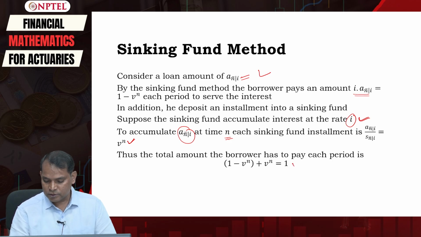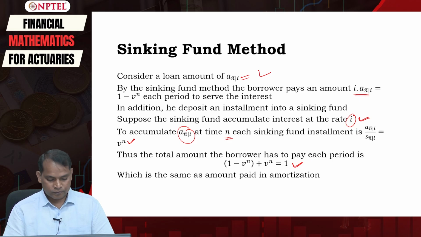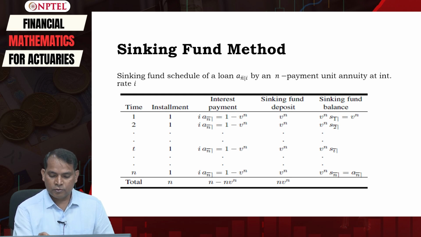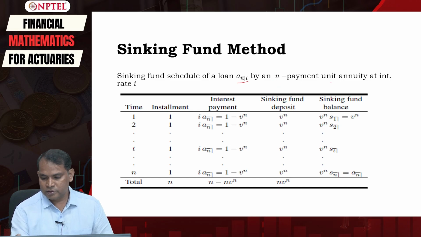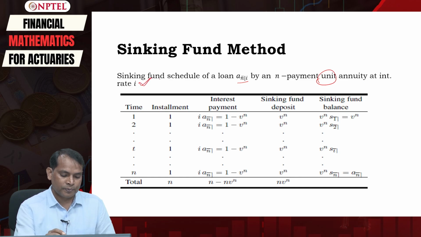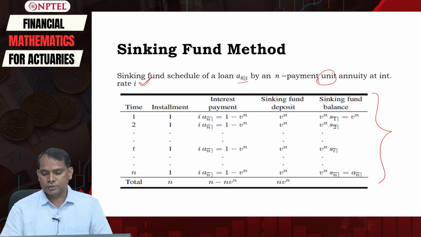So, it will be equal to 1 in our example here, which is the same as the amount paid in the loan amortization schedule. Now, let us put it in a generic form. The sinking fund schedule of a loan of A angle N at I by an N payment unit annuity at interest rate I. So, the generic form of the loan sinking fund schedule looks like this.